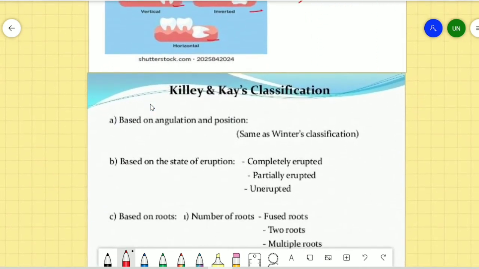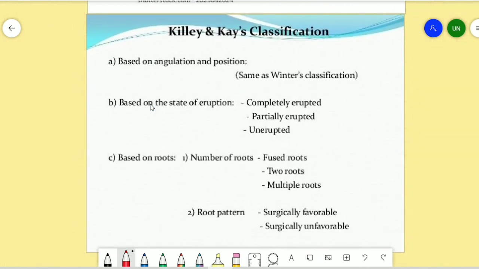Now moving towards another classification that is also very easy, and it is better that you remember two or more classifications so that you can write in your exams and fetch more marks. So previously we learned Winter's classification. This is Kelly and Kap classification. It is categorized into three categories: based on the angulation and position, based on the state of eruption, and based on roots. Based on the angulation and position, this is the same as Winter's classification, so you need not remember anything else. Just write the Winter's classification which we have learned in our previous slides.